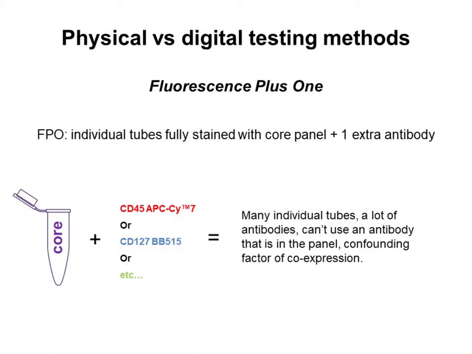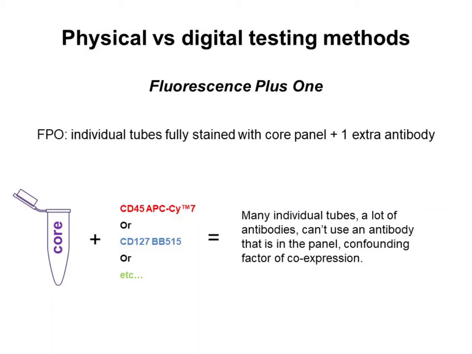And this is what we've done. So the first method was a physical method that we call fluorescence plus one. So you know fluorescence minus one, the FMO. So here is the fluorescence plus one, where you have one tube. In this tube you have cells that are stained with all the antibodies from the core panel, plus one antibody of our choice, and this is what we have acquired.